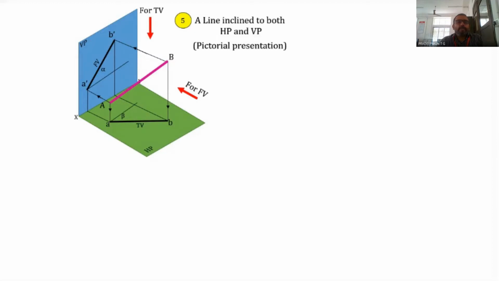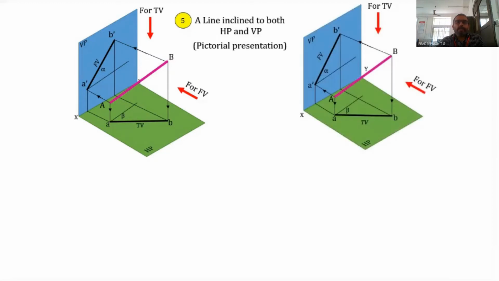Now, in the right hand side also the same picture is repeated. Now, if we remove the original line AB and the related lines, this is what is remaining. So this is the image that is formed on HP as well as the VP.